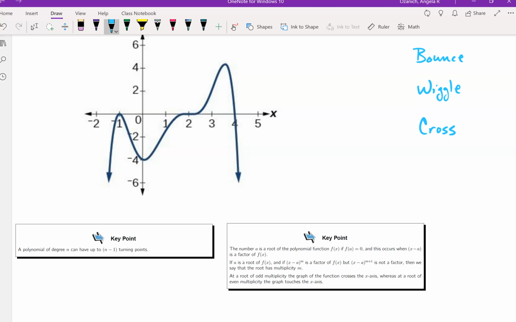Okay, so let's look for the bounce. Here's the bounce at -1. That means that the multiplicity in that space at a 0 of -1 is 2, right? Anytime it bounces, that's going to be a double 0. All right, so we are going to have a factor of x minus a -1, and that is going to happen twice. So its multiplicity is going to be 2.